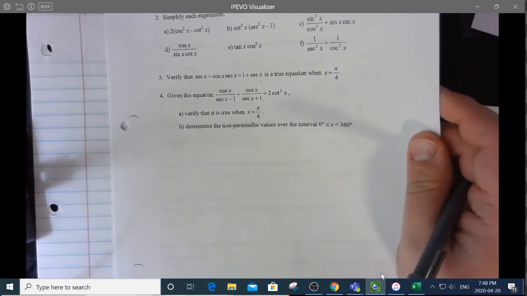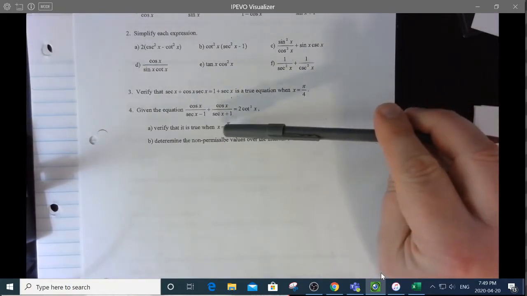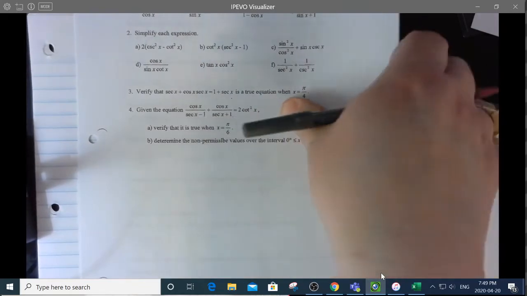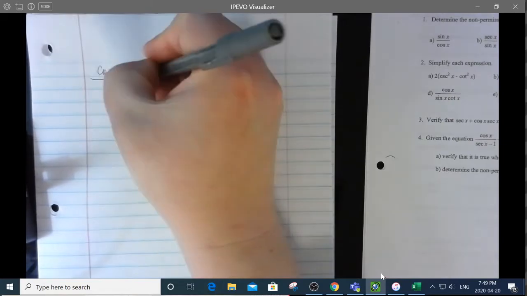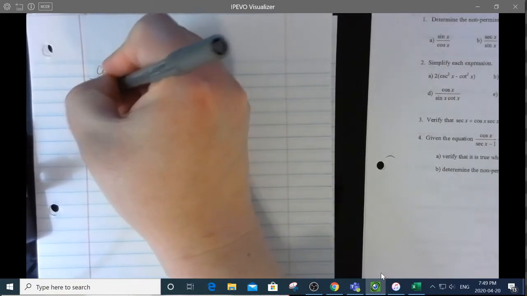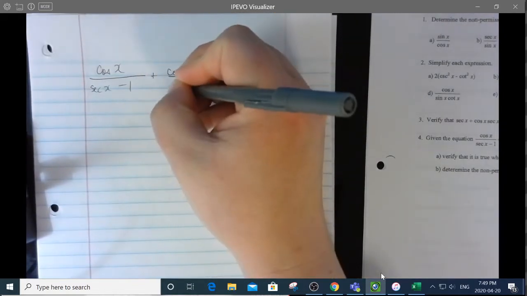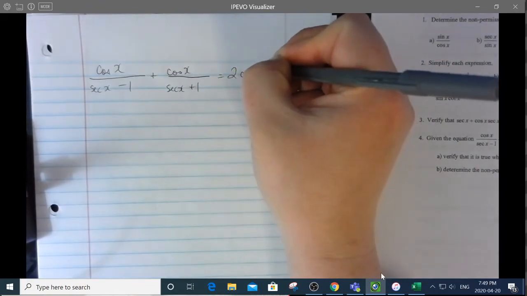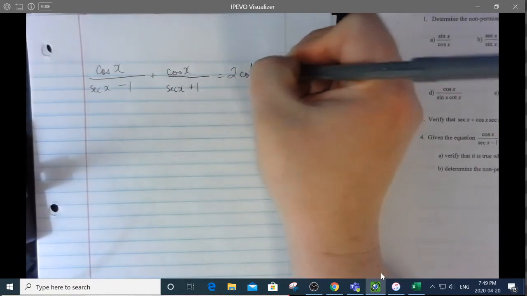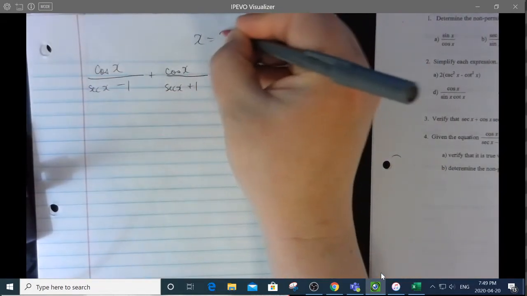But let's do one like number 4. So we have to now do a verify, where we actually plug in this value into the expression. So let's see what that gets us. So the expression is, actually it's an equation, cosine of x over secant x minus 1 plus cosine of x over secant x plus 1 equals 2 cotangent squared of x. And I want to prove that that's true if x equals pi by 6.